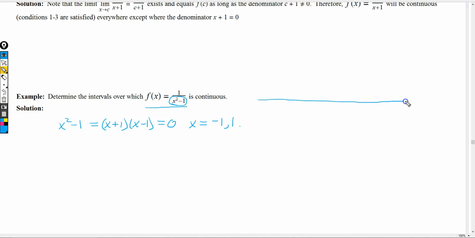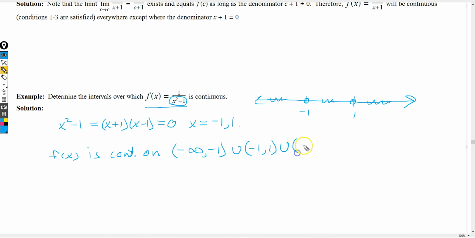So we have to exclude them from the real number line. So our function will be continuous here, here, and here. So we would say f of x is continuous on the interval from -∞ to -1, union -1 to 1, and from 1 to infinity. All right, and there's our answer.